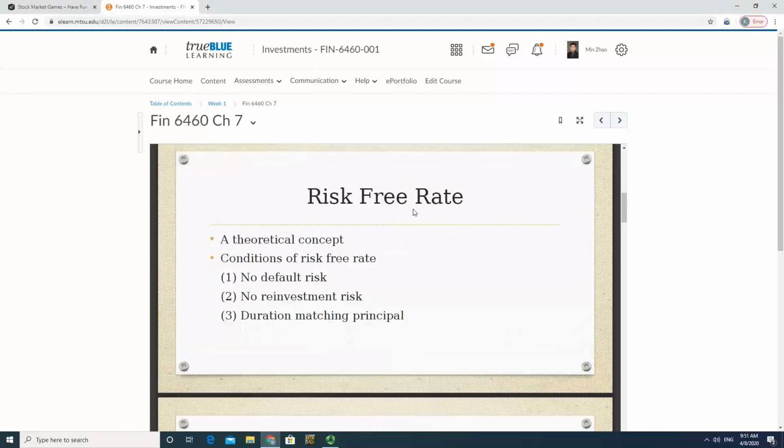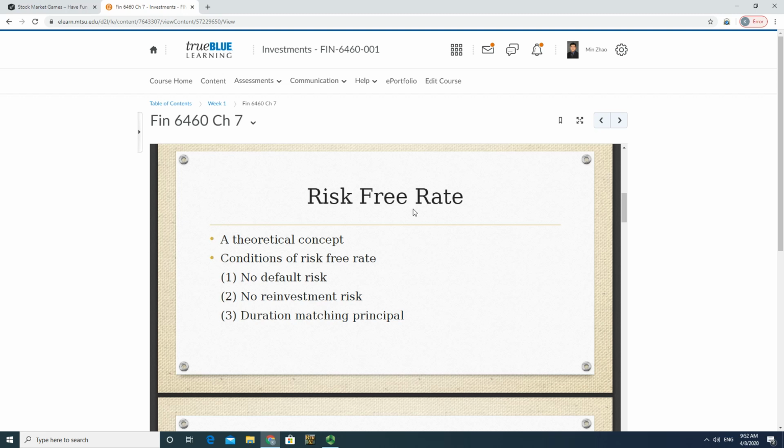So what is the risk-free rate? The risk-free rate is a theoretical concept, and there are three conditions for it. First of all, the risk-free rate indicates the rate of return on assets that have no default risk. And the second, this asset also carries no reinvestment risk. And the last one is pretty important. This risk-free rate has something to do with the duration matching principle.